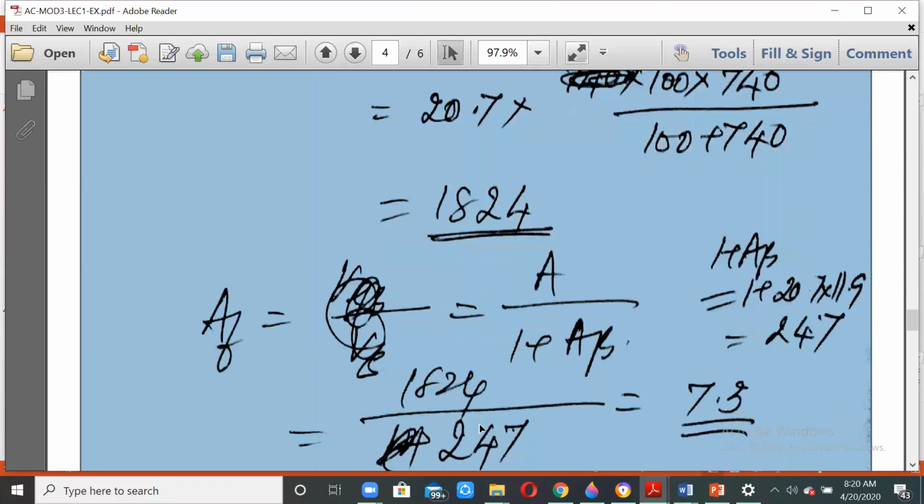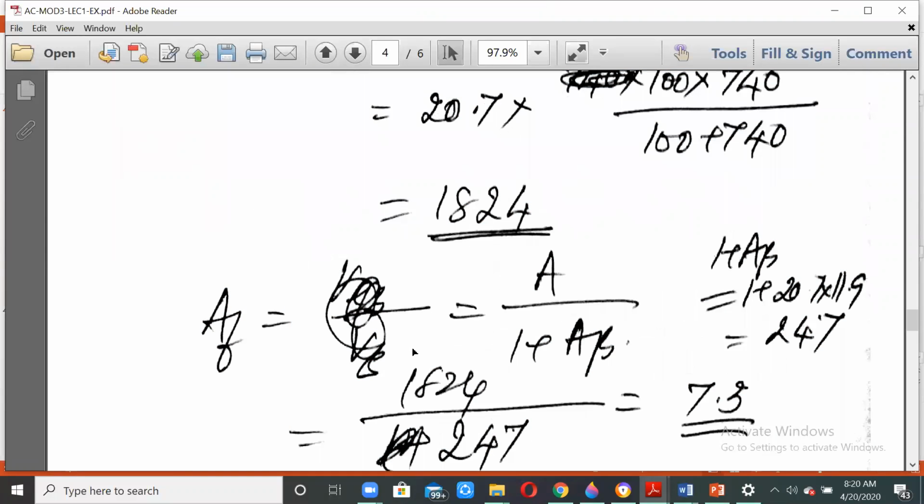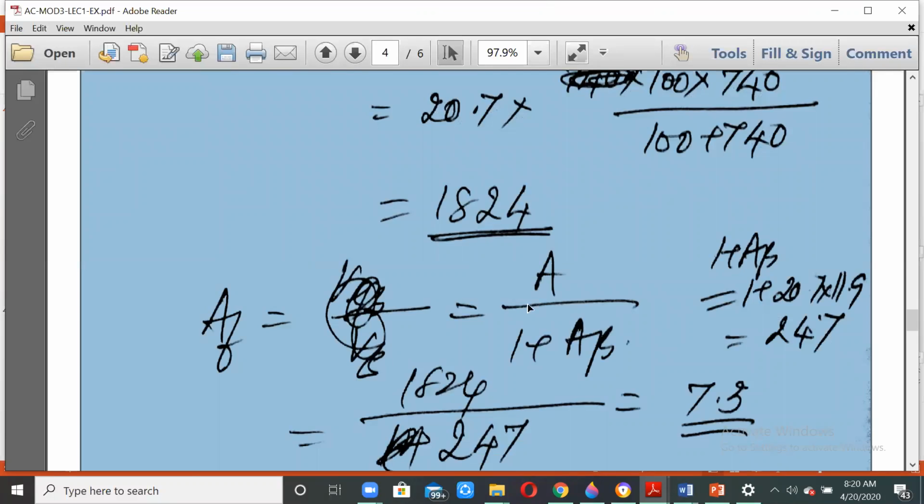Then we have to find the AF value. AF value is equal to A by 1 plus A beta, and 1 plus A beta we know that is equal to 247 in the earlier problem, 1 plus 20.7 into 11.9, beta was 11.9, and this value will give us 1824 divided by 247, that is equal to 7.3.